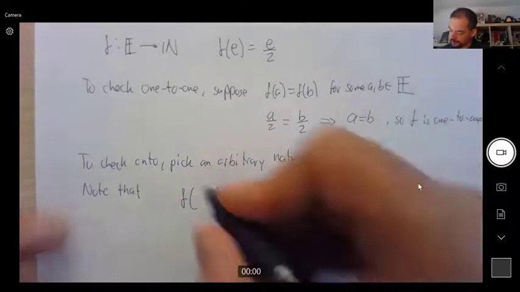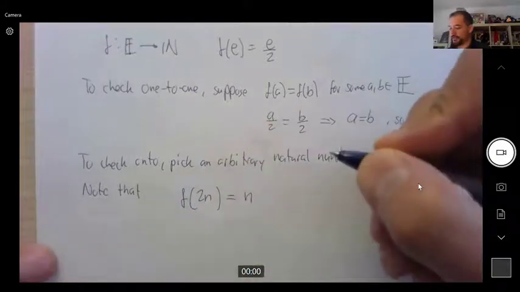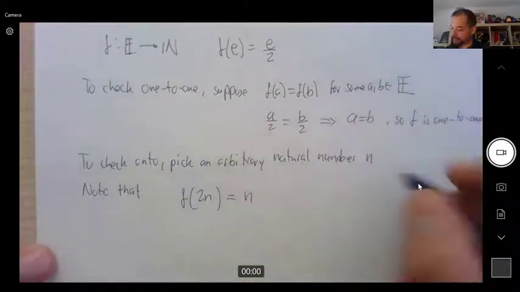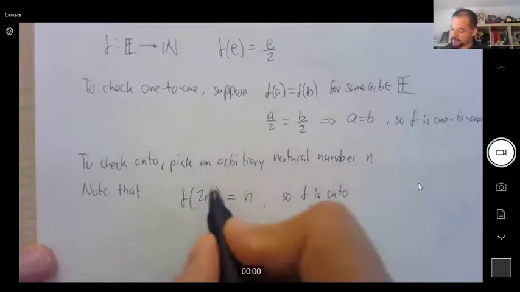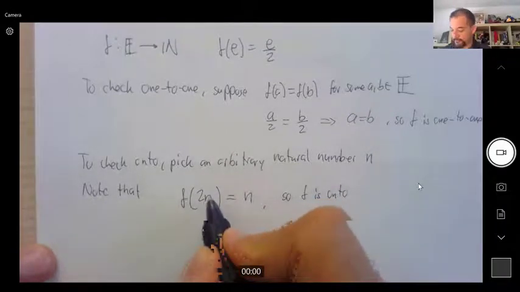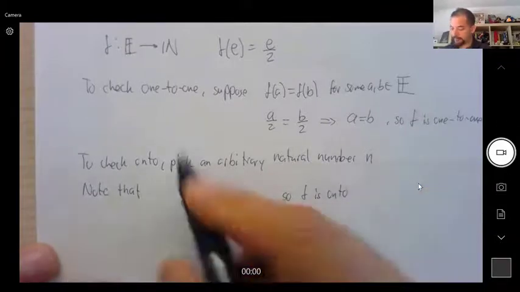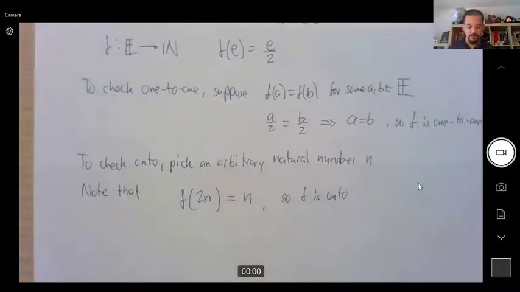2n. Yeah. f of 2n is n, right? And that's it. That's the end of it, so f is onto, right? And this is clearly an even number, right? It's 2 times something, so it's perfectly well defined. Beautiful. All right, so more examples.